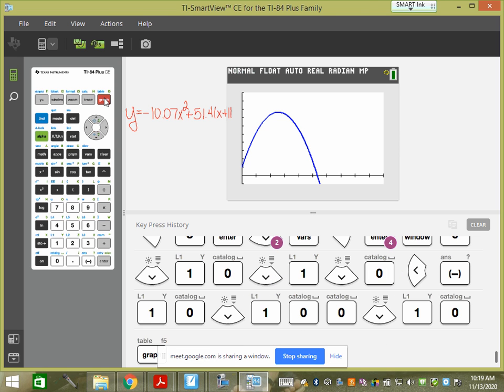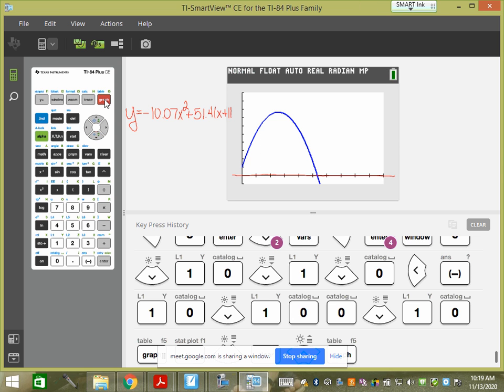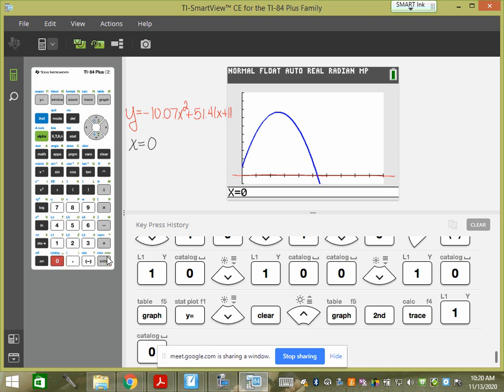Okay, so we hit graph, and we have that. Now, in reality, the ball would stop here, correct? The ball would stop at the ground level. I have something else in my y2. So the ball would stop at the ground level there, correct? In reality. If we gave a range, we would go from 0 to highest. So here, I want to find out at time 0 seconds. So that's when x equals 0, because that's time. So I go second, trace, value, 0, enter. And it's going to be 11 meters.